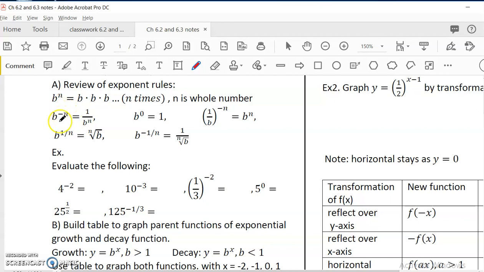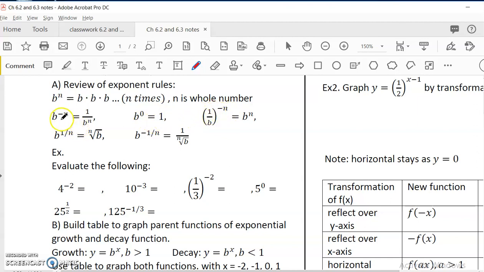But I can actually do b to the negative n. So what does negative mean? It means dividing, and dividing means 1 over b to the n, so you keep on dividing by b, n times. And b to the 0 means you don't multiply and you don't divide, you just end up with 1.